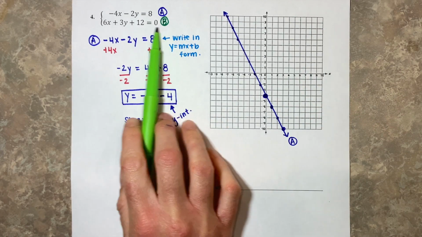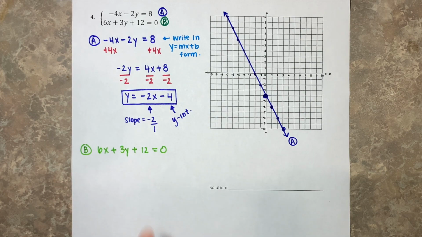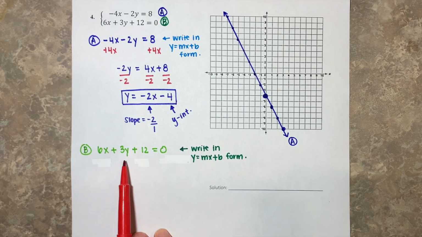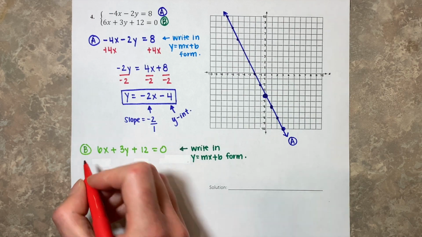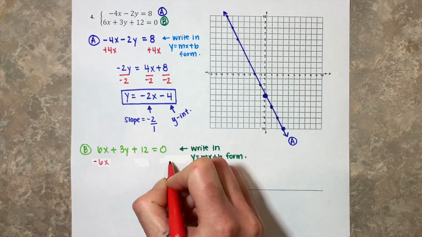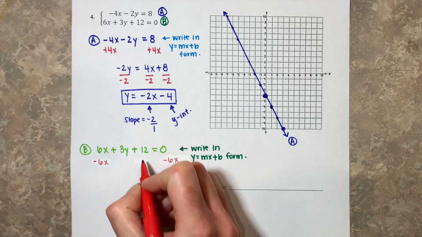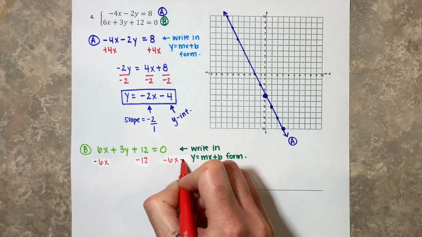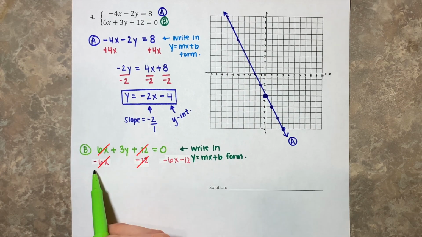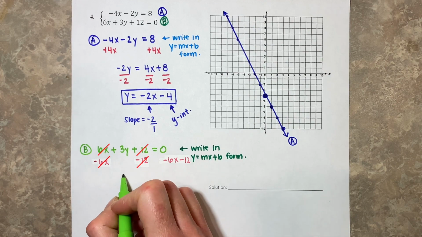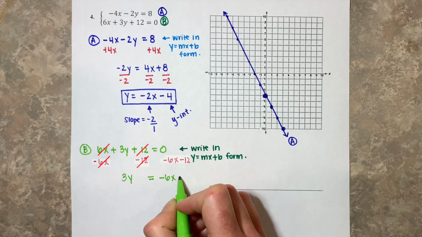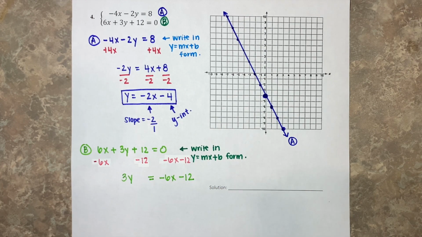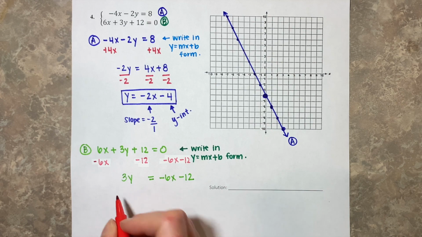Next, let's go ahead and graph line B. And in order to graph line B, we need to write it in y equals mx plus b form. We need to isolate y. So we need to get rid of this term as well as this term. So I'm going to start by subtracting the 6x. And then I'm also going to subtract away the 12. These will cancel and these will cancel to leave us with 3y is equal to -6x minus 12. And the last step to isolate y will be to divide by 3.